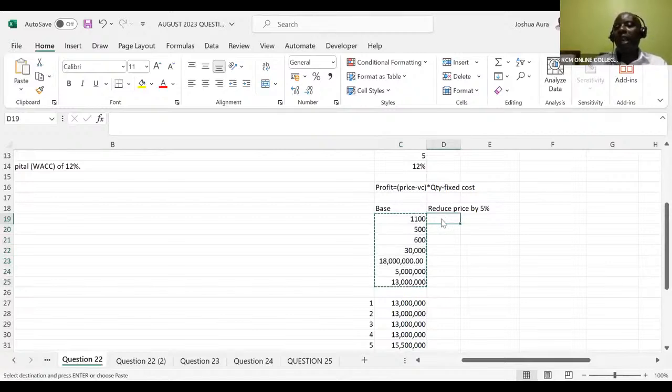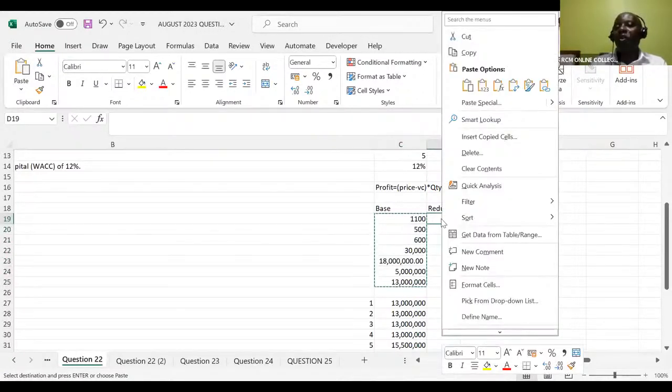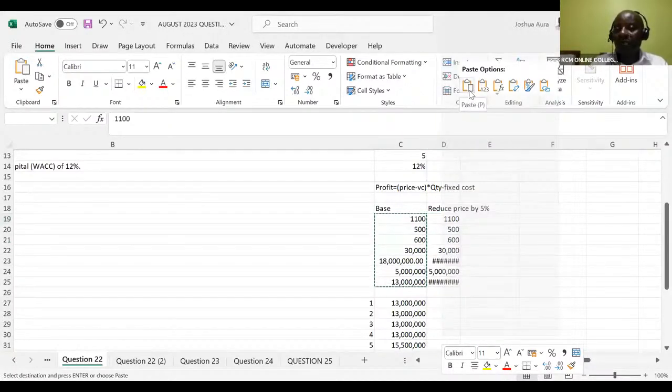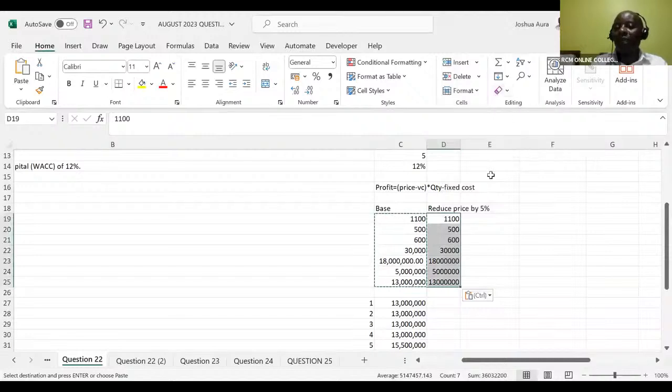You right click. And then you are copying the function with the formulas. Don't copy like this, pasting 1, 2, 3 numbers alone, values, no. I'm copying this with formulas. So I copy like that. Now, once I copy, I know that in sensitivity analysis, every other thing is going to remain the same. The only thing that is going to change is this price, which is reduced by 5%.